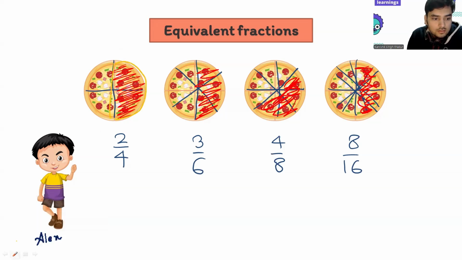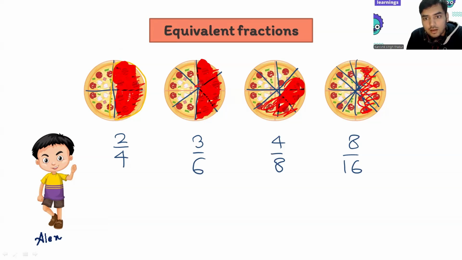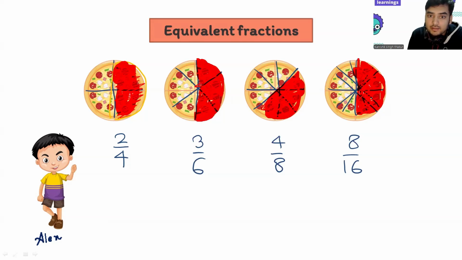See, this is also half, this is also half, and this is also half only. But my fractions are coming out the same, aren't they? Actually they are the same only, and this is what we call an equivalent fraction.